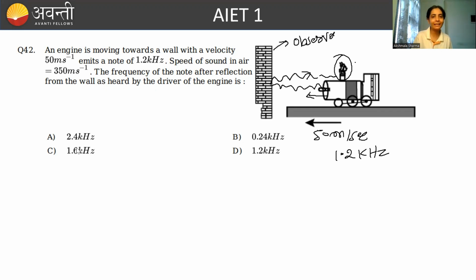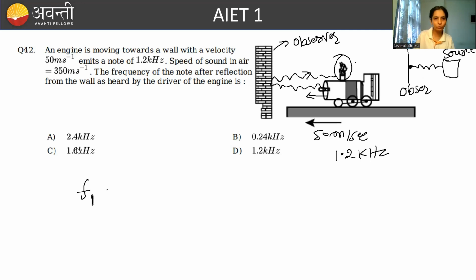Right? When engine is moving towards and wall is receiving the sound, at the point it is receiving the sound, who receives sound? The observer. So at the point it is receiving the sound, it is acting as an observer. So initially when wall received the sound from the engine, it is an observer. So first try to see what frequency of sound it is receiving. Wall is receiving, so it will become observer, and this is source. Source is moving towards the observer. Done. So what will be the frequency of sound getting received by the wall?